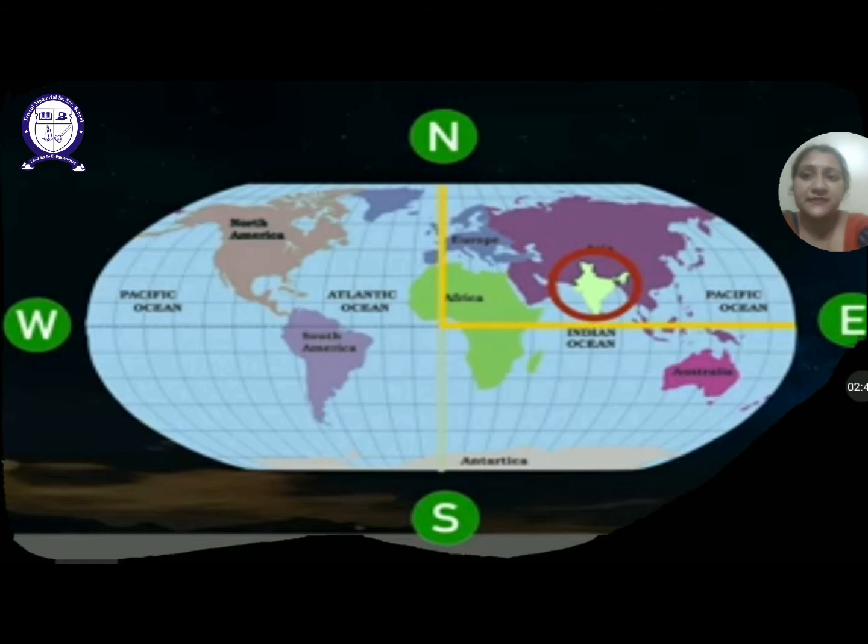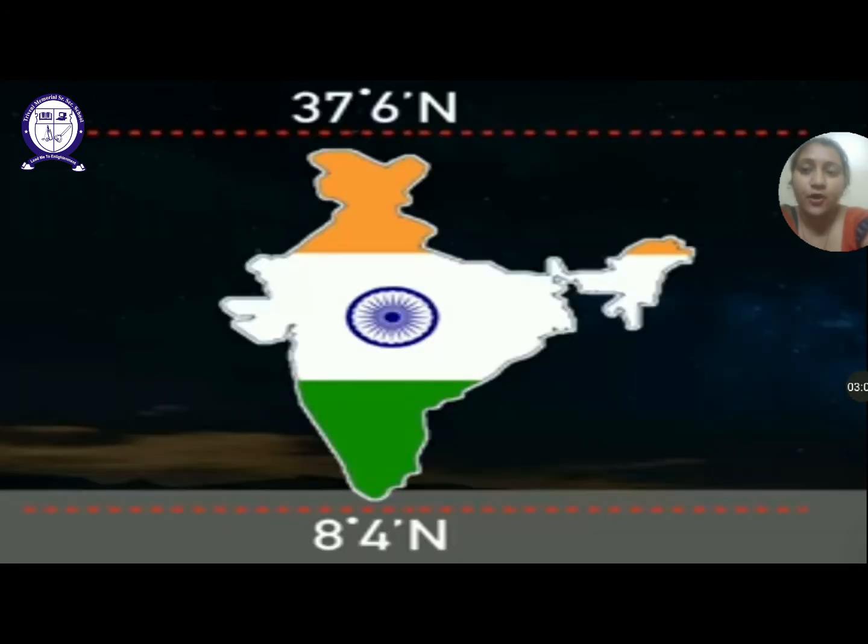India comes in the northern hemisphere and eastern hemisphere, which means from the upside it comes in the northern hemisphere and it is on the east side. So we will take help of the equator and prime meridian to locate the exact position of India on the map or globe. India's latitude is 8 degree 4 minute north and 37 degree 6 minute north.